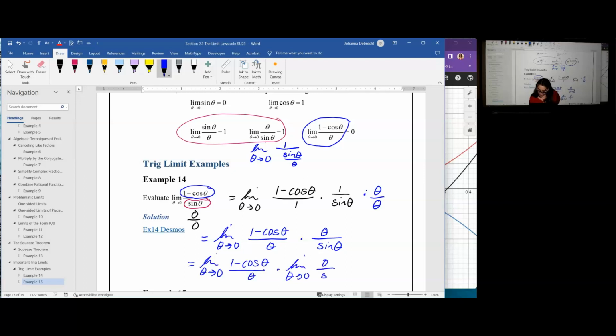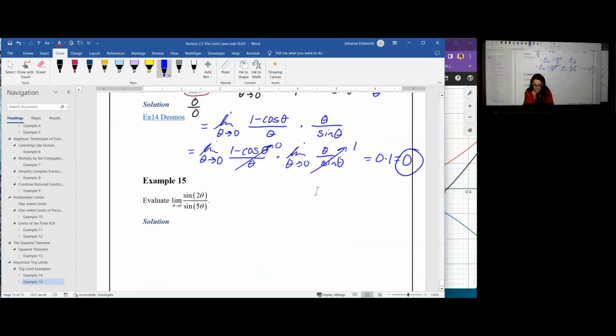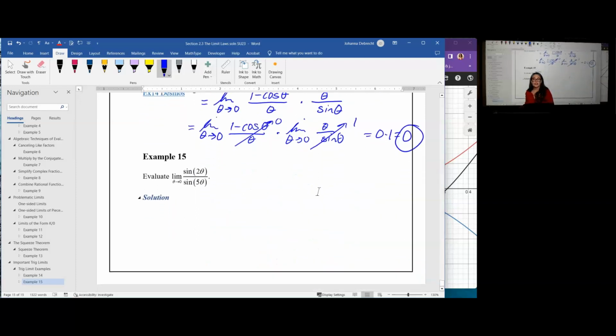I know from what I have up above that the first one becomes a 0 and the second one becomes a 1, which gives me 0 times 1, or the value 0. Whatever this function looks like, it gets very, very close to the value of 0 as theta approaches 0. It's not defined there, but it gets very close to it.